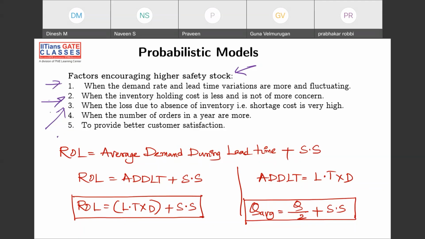Next, number of orders in a year are more, fluctuations are more. For providing good customer satisfaction, this is a very important point. Obviously, if somebody is coming to your shop and asking for something, if you are saying yes, that's a good thing. If you are saying no, that's a bad thing, right? So if you are saying yes, the customer is satisfied, there is no problem with that. That's the reason why you have to carry more and more safety stock.